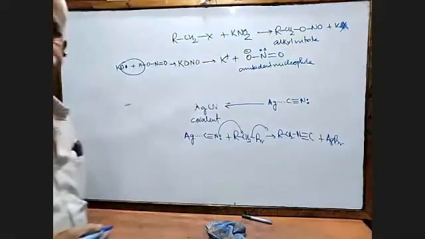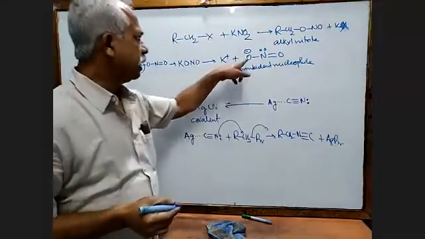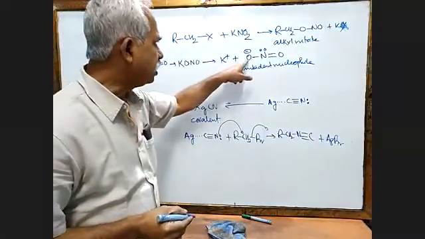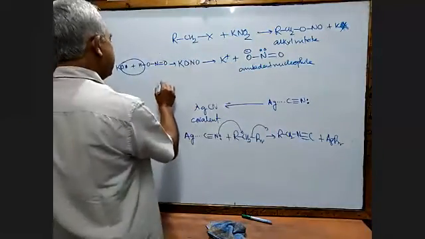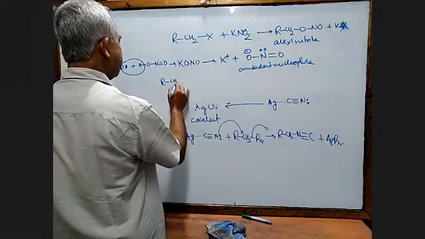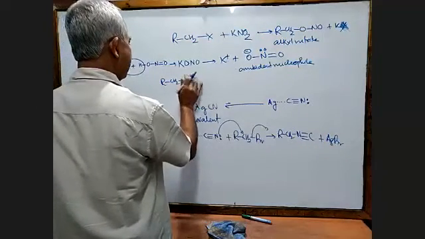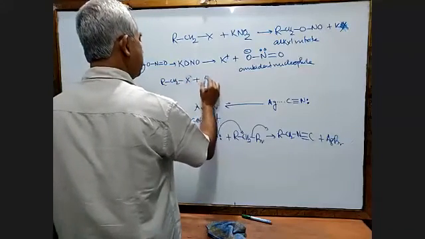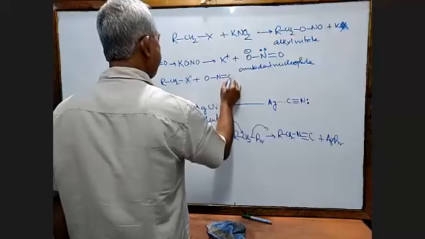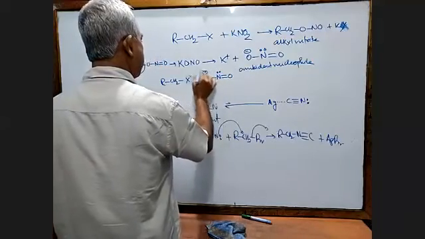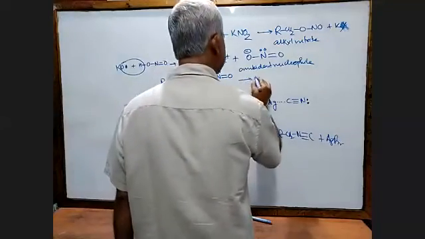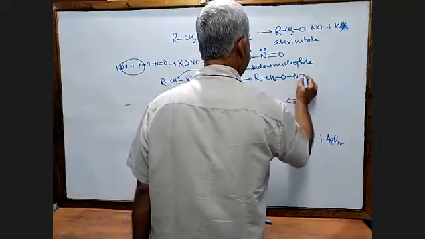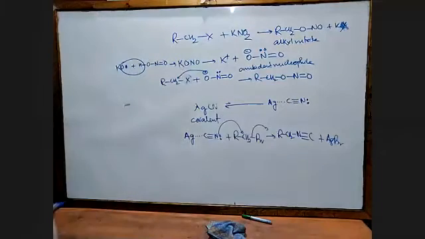Ambident nucleophile. So, in that case, what happens? When I use potassium nitrite, oxygen takes part in the nucleophilic substitution. So, in that case, you get alkyl nitrite.